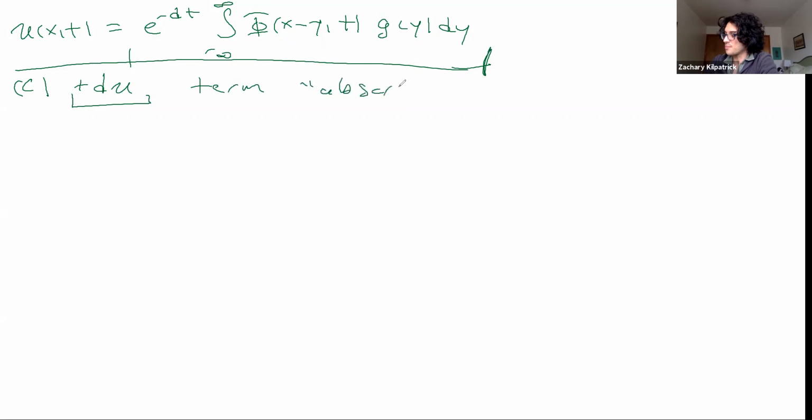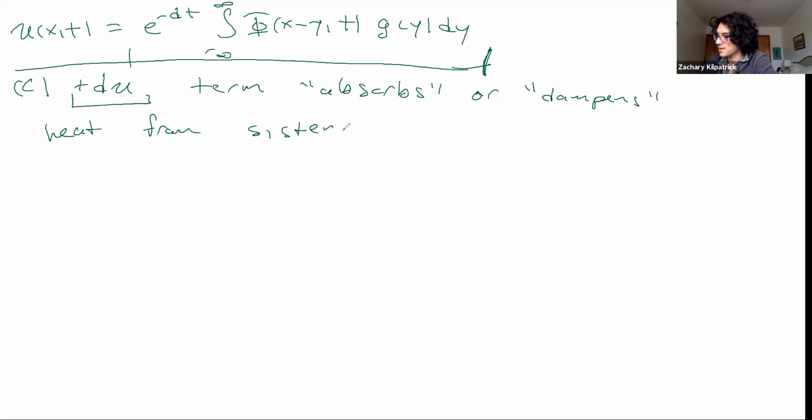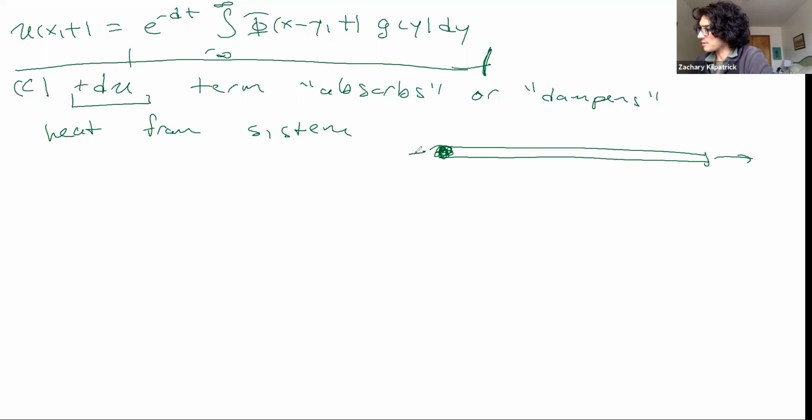sort of absorbs, or dampens heat from the system, right? And so maybe you have some infinite rod, right? I'll draw it like it looks like a finite rod, but it goes on forever. And let's say you have some initial source here, g of x. In a typical heat equation, this initial distribution of heat would just spread out diffusively, right?